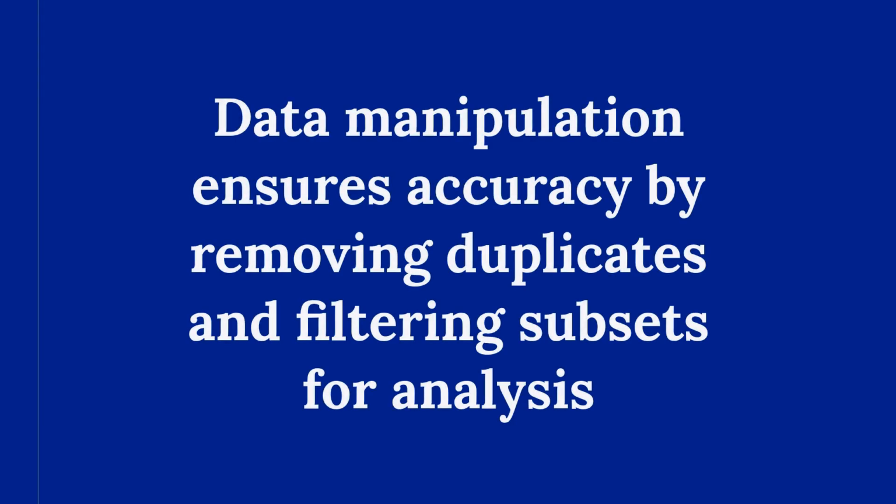Data manipulation ensures accuracy by removing duplicates. Filtering selects specific subsets for analysis. Converting data types prepares data for analysis. Aggregation summarizes data through totals and averages. These steps reduce complexity and highlight key trends.